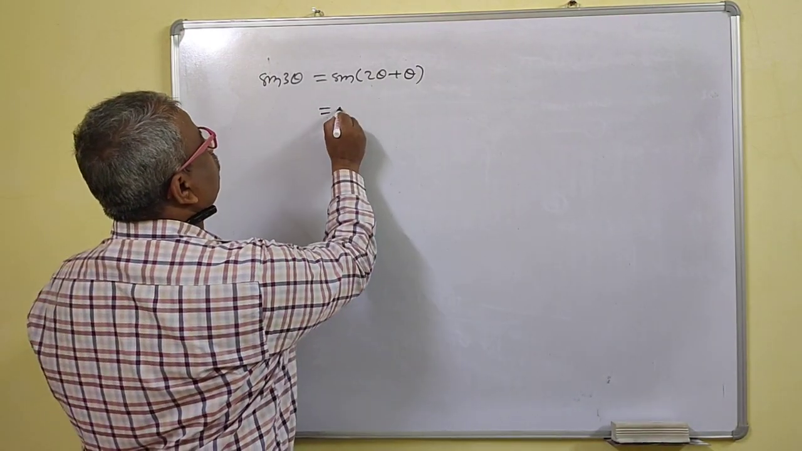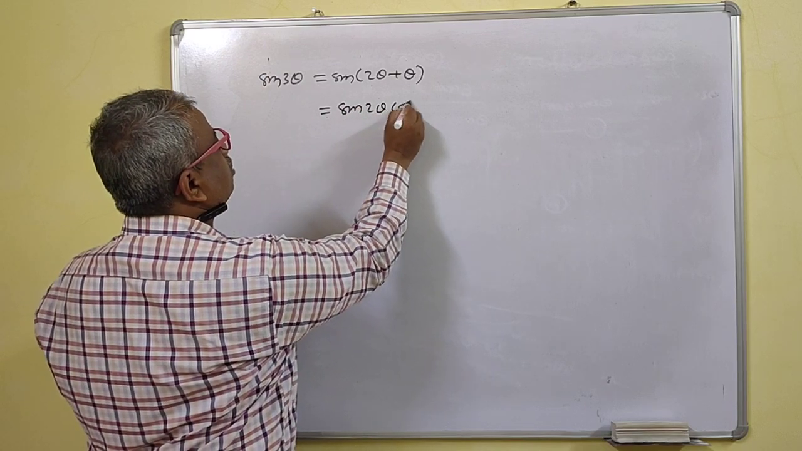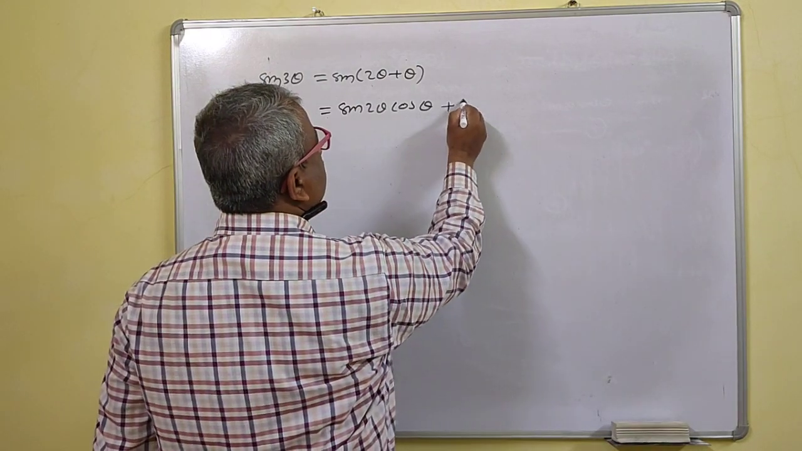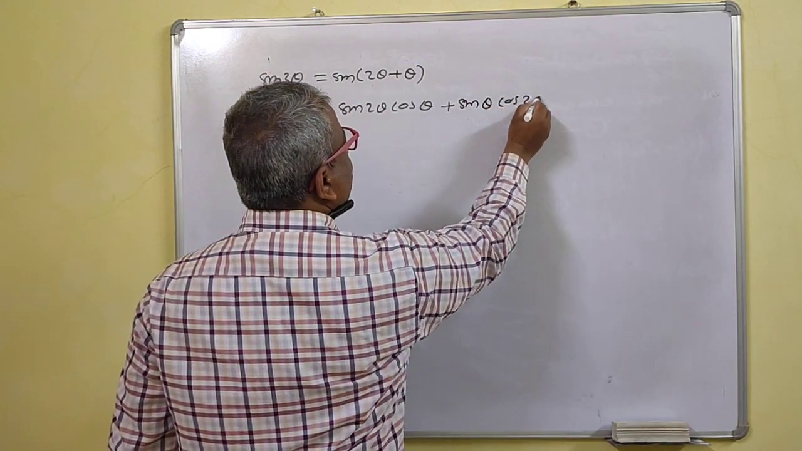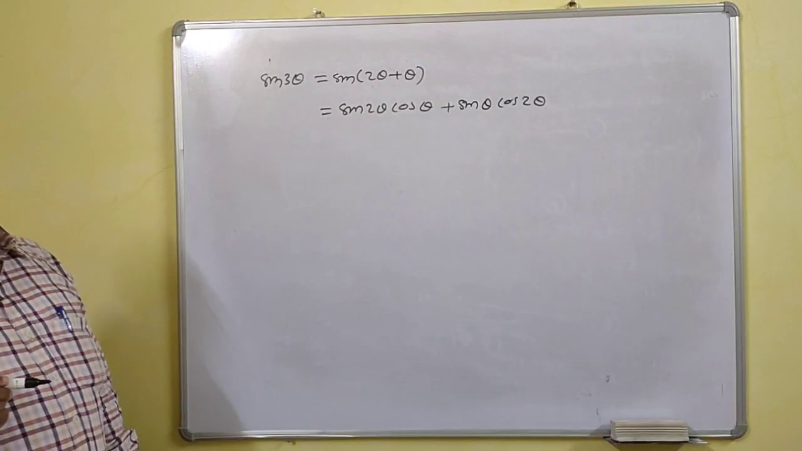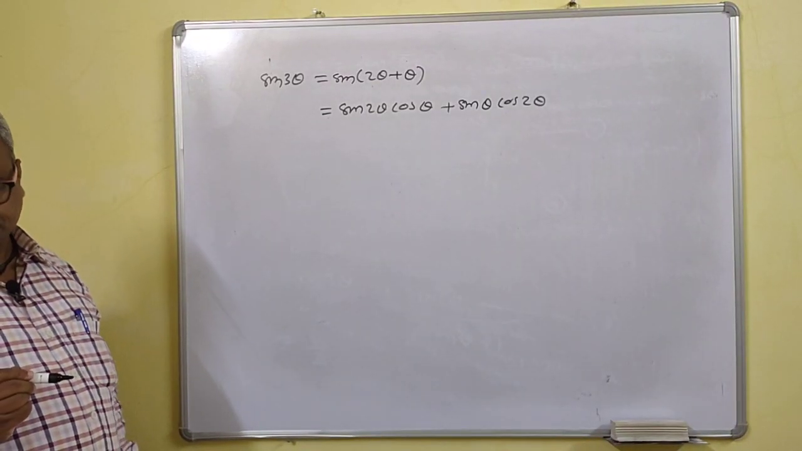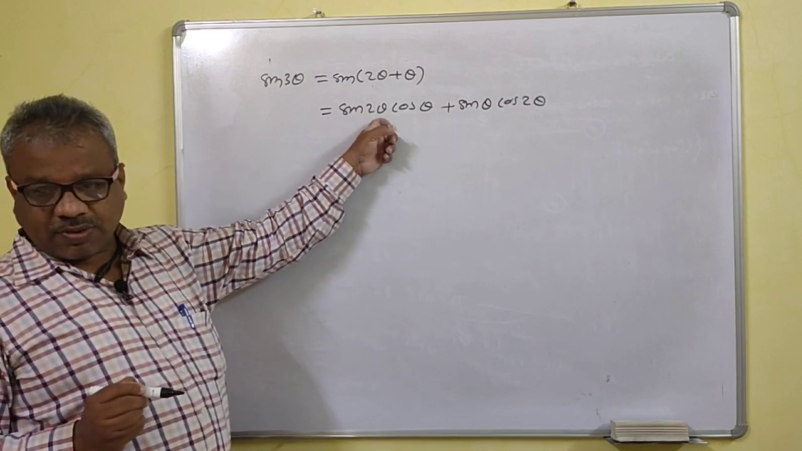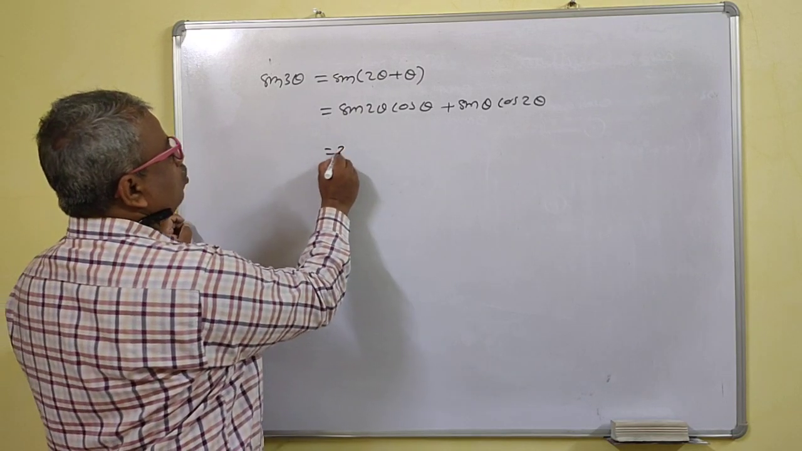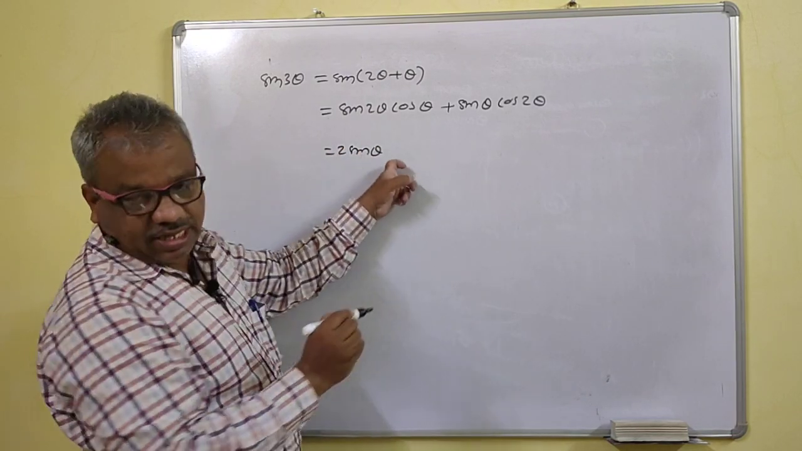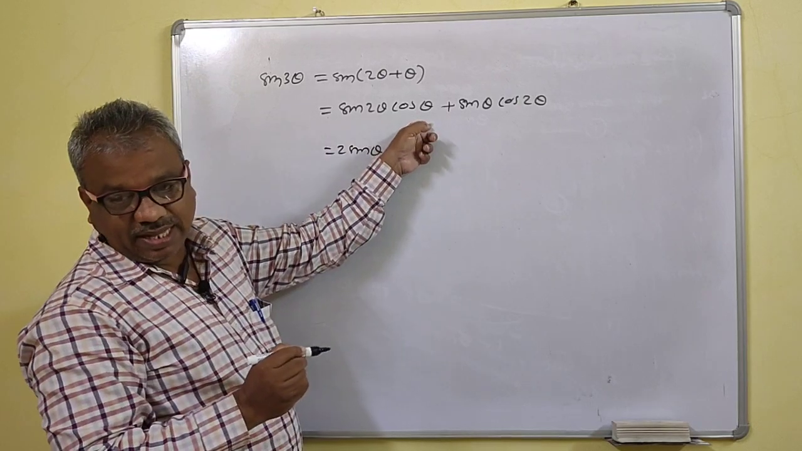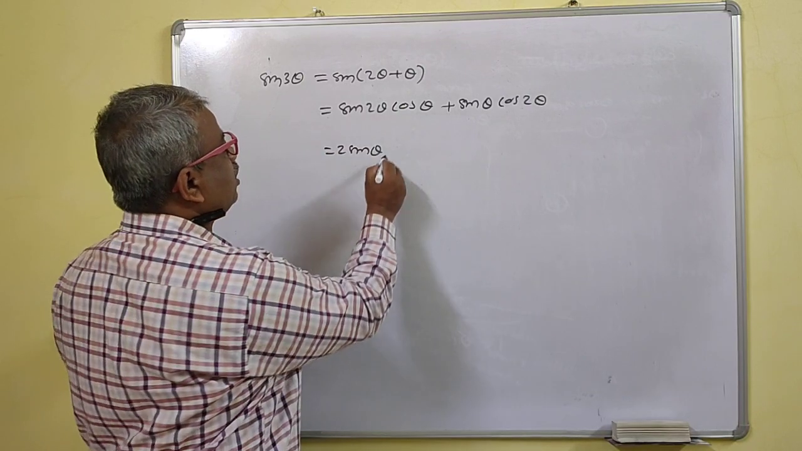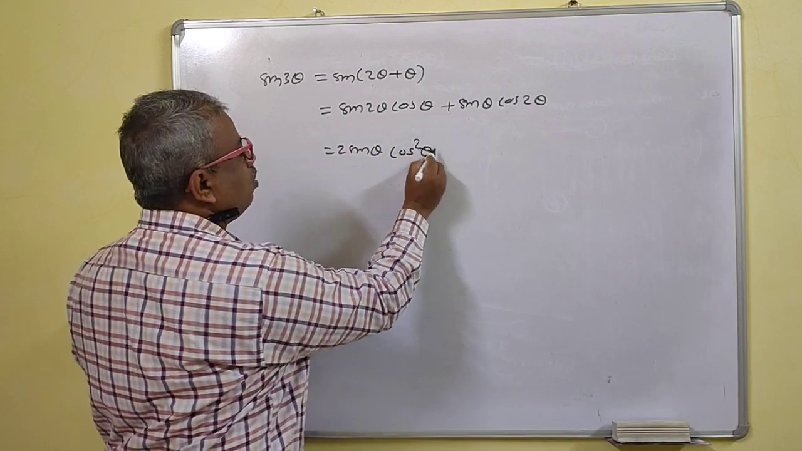Sin A plus B is what? Sin A cos B, where your B is theta and your A is 2 theta, plus sin theta cos 2 theta. This is sin A plus B. Now we will write the formula directly. Sin 2 theta we will directly apply the formula: 2 sin theta cos theta. But again cos theta is there, so cos theta into cos theta is cos square theta.